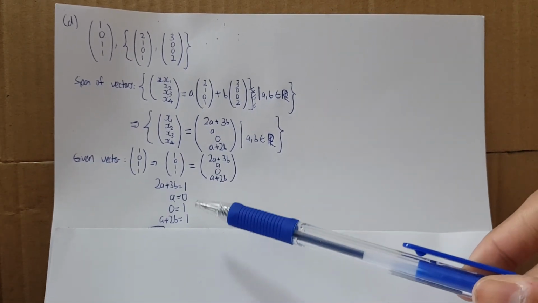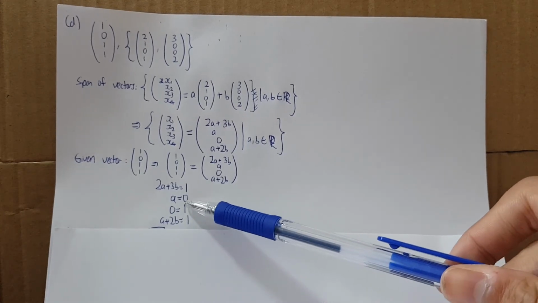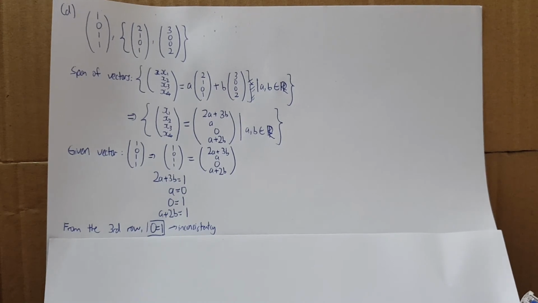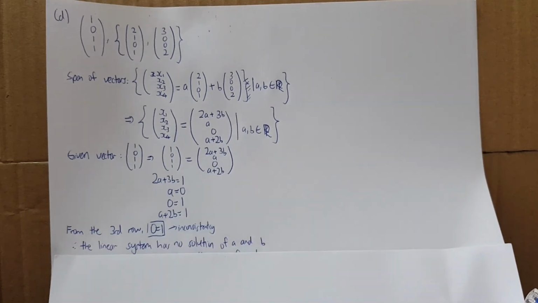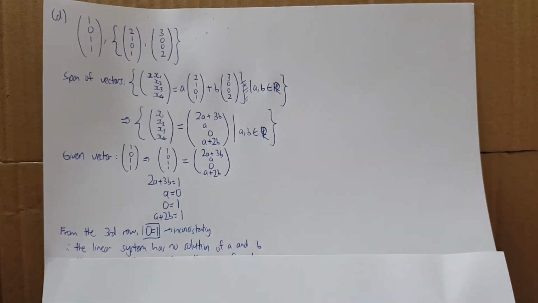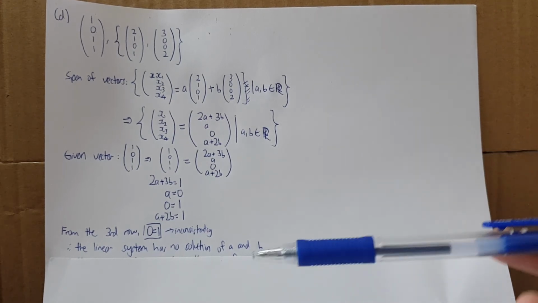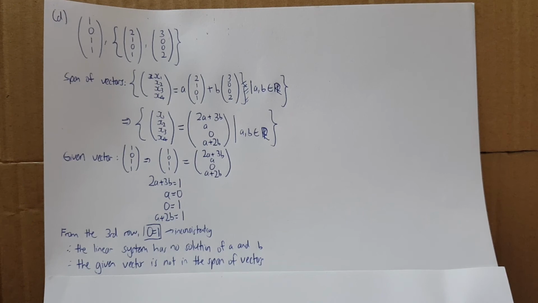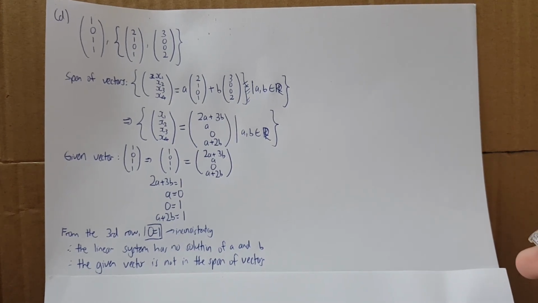However, you notice that there is this inconsistent equation, 0 equals 1. Hence, from the third row, you can see that this is inconsistent. This means that the linear system has no solutions of a and b. Therefore, the given vector is not in the span of vectors.